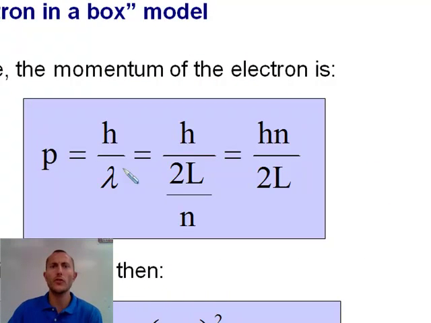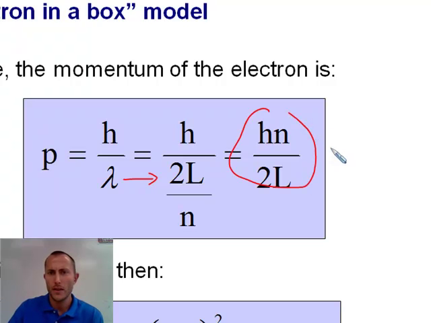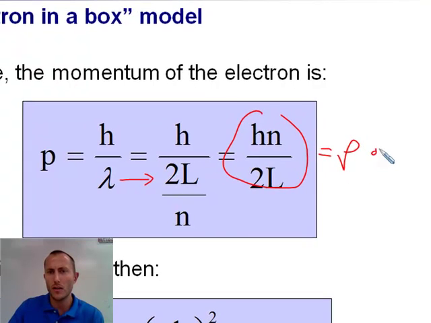So we can use that relationship to calculate a momentum for the electron. And based on the wave function, momentum is Planck's constant divided by wavelength. In our electron in a box model, the wavelength is given by 2L over n. A little bit of rearrangement, and we get Planck's constant times that whole number coefficient n divided by 2 times the length of the box. So this is the momentum. This is the momentum of the electron.